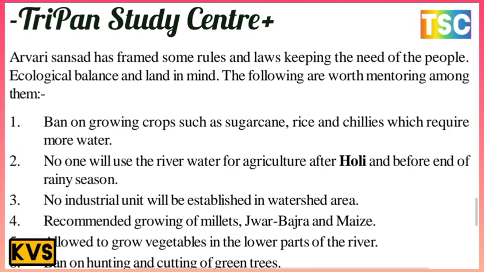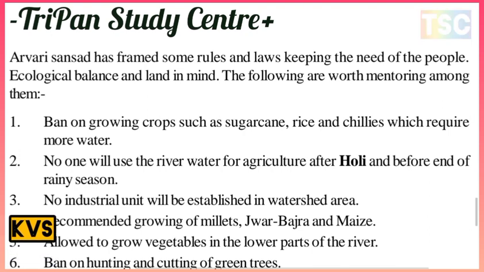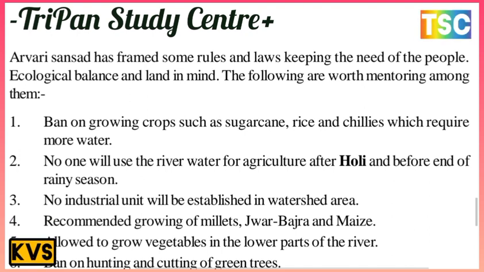The first point is a ban on growing crops such as sugarcane, rice and chilies, which require more water. No one will use the river water for agriculture after Holi and before the end of the rainy season. This is a most important rule and regulation here. No industrial unit will be established in the watershed area, and the growing of millets, jowar, bajra and maize is recommended here. Growing vegetables in the lower part of the river is allowed, and there is a ban on hunting and cutting of green trees.